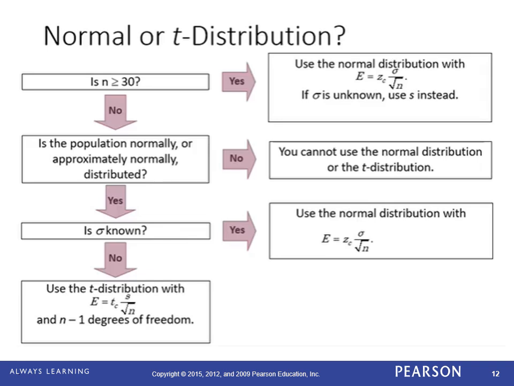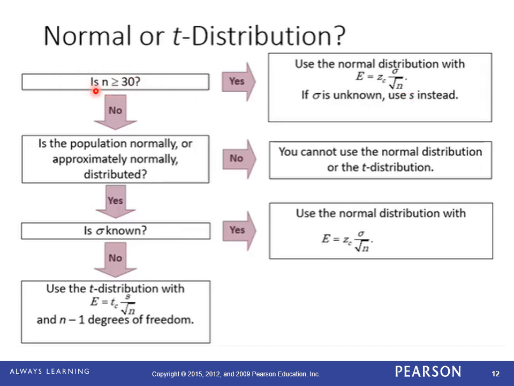If you are trying to decide whether to use the normal distribution or the t-distribution, you can look at this chart. The first question to ask yourself is, is your n greater than or equal to 30? If it is, then you can use the normal distribution. If your population standard deviation is unknown, then just use your sample standard deviation instead. So in place of sigma, you would use S.